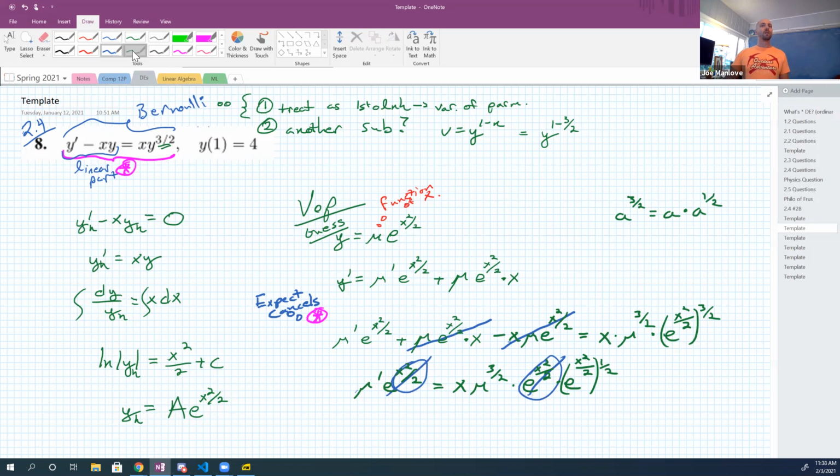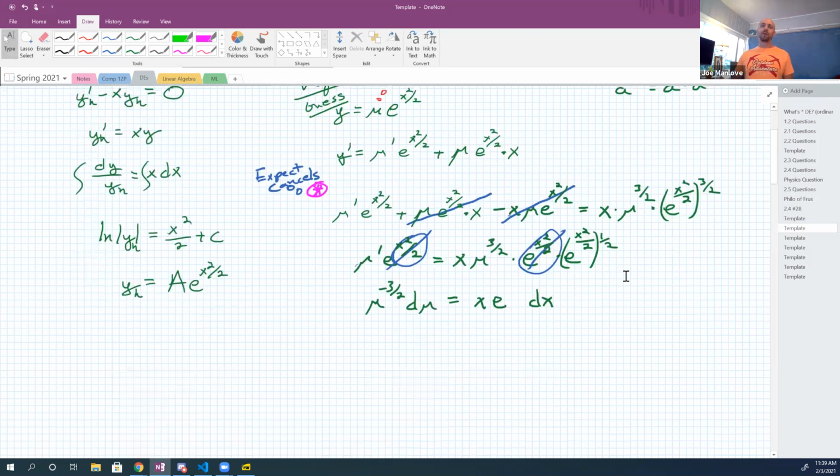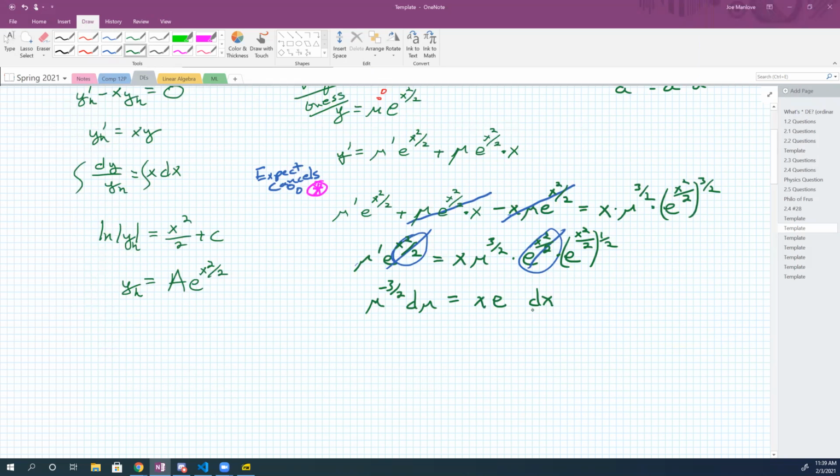And then ultimately here, I'm going to move the mu things to the left. So I'm going to have mu to the minus 3/2 d mu, and rightfully so, you guys should be complaining about my handwriting. On this side, I've got an x, an e to the something, and then a dx. What's the power on that e here? It's x squared over 4, right? Good.